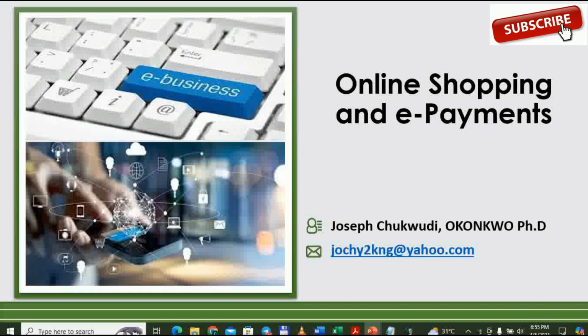We also will be looking at a list of various types of e-payments, and we'll differentiate the various forms of e-payment method and identify the advantages and disadvantages associated with the use of e-payments. Let's jump straight to it.